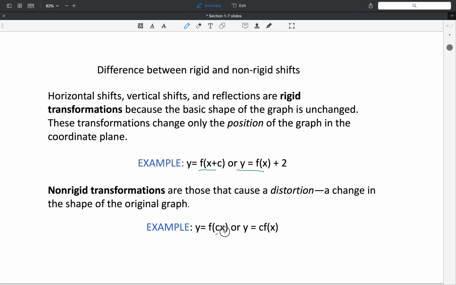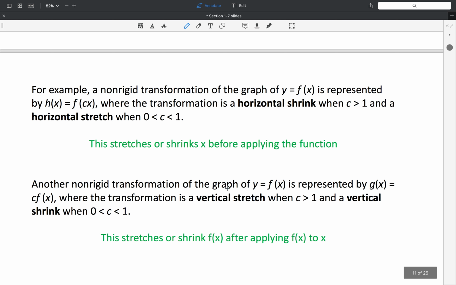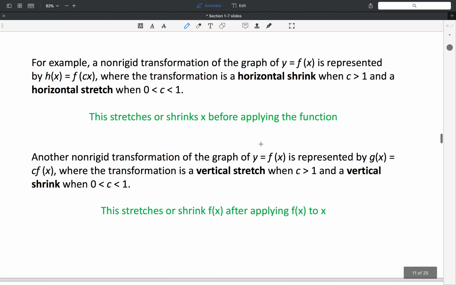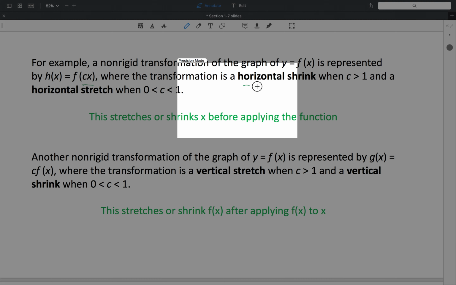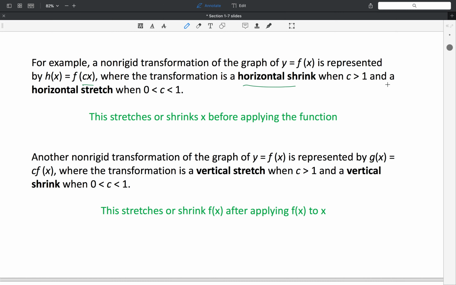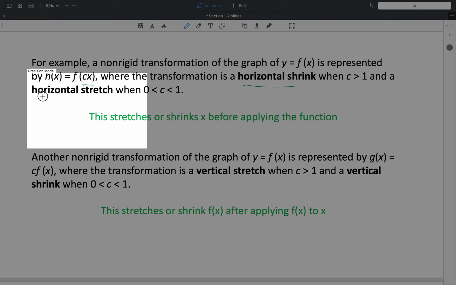So again, these are examples of non-rigid, and we'll see what happens in the next couple of examples. For example, if I look at the one that's c times x, what we're going to see is a horizontal shrink when c is greater than 1. That means it's almost like pushing the graph together and closer. Then it's going to be a horizontal stretch when c is between 0 and 1. That's going to be like pulling the graph out horizontally.